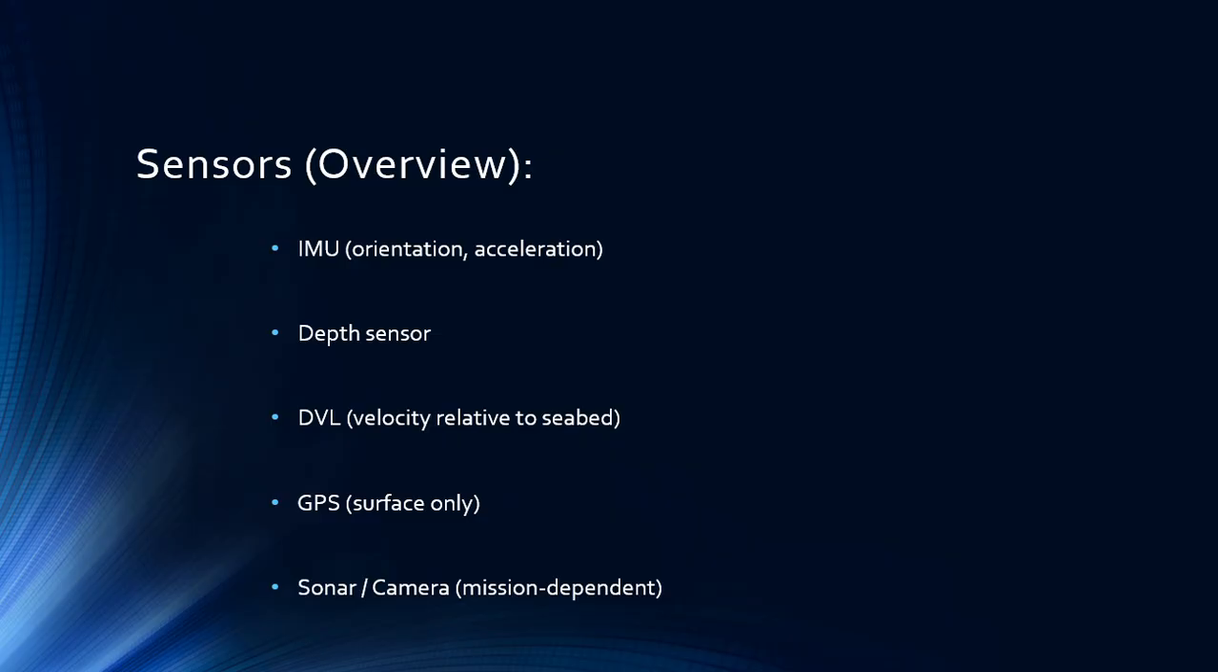Sensors allow the AUV to understand its environment and estimate its position. An IMU provides orientation and acceleration. A depth sensor gives vertical position. A DVL measures velocity relative to the sea floor. GPS can only be used at the surface, so underwater navigation becomes challenging. We will explore each of the sensors in detail in the next episode.